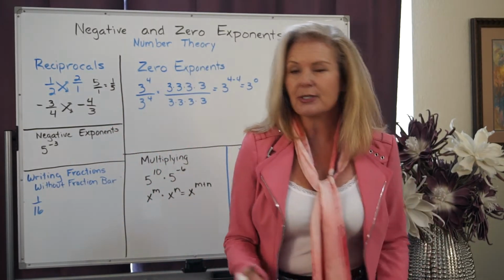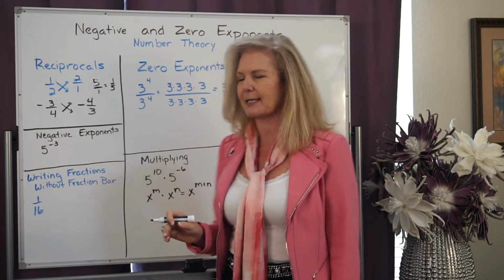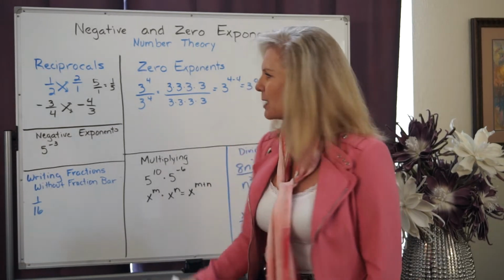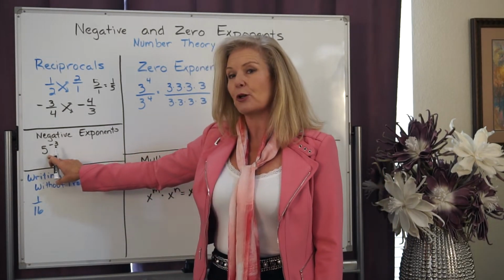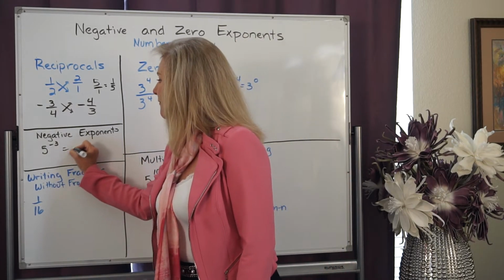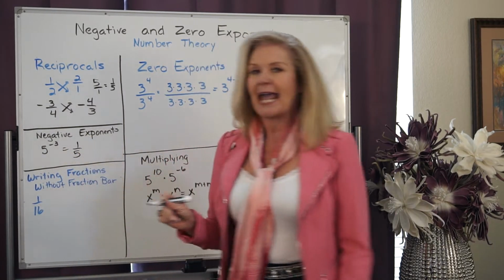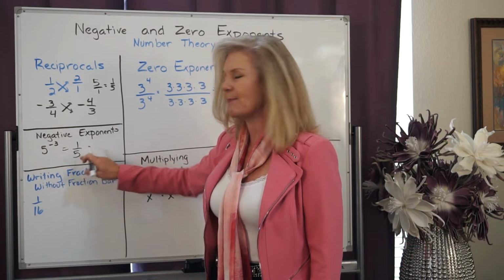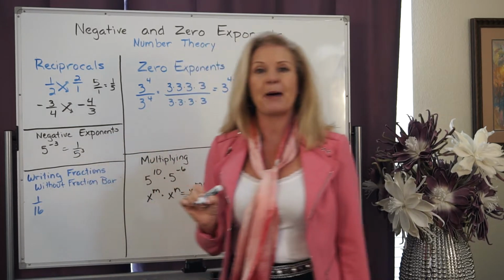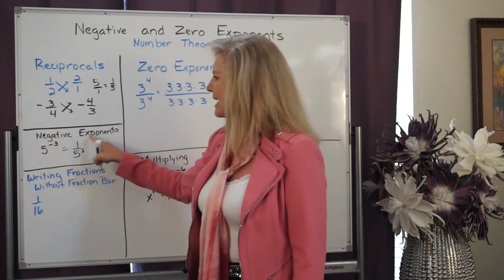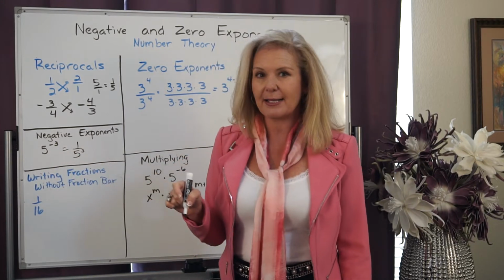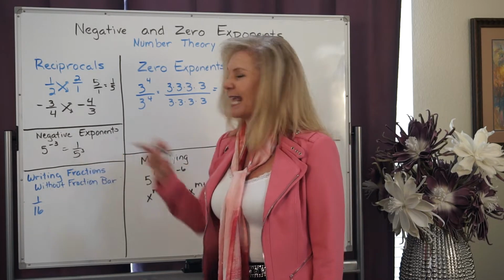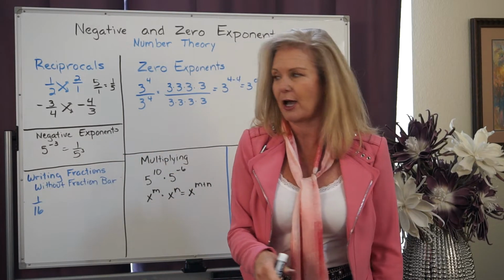Now the reciprocals are the basis for our negative exponents, because in order to write a negative exponent as a positive exponent, we simply take the reciprocal of the base, so 5 would become 1/5, and that exponent follows from up at the top, it follows that base to the bottom, and it becomes a positive number. So negative exponents can be rewritten as positive exponents simply by taking the reciprocal of the base and having the exponent become positive down in the denominator.